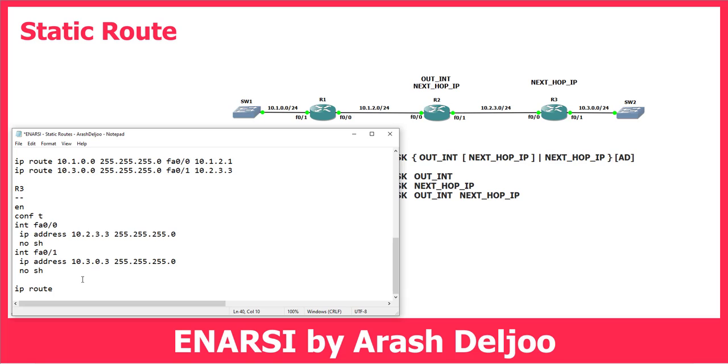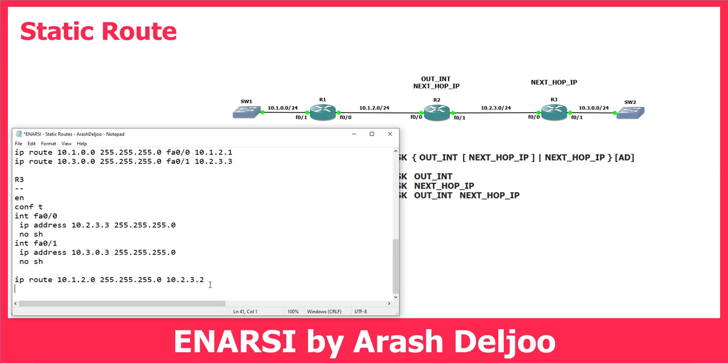IP route, the first IP route 10.1.2.0 255.255.255.0. We are using the next hop 10.2.3.2. This is the IP address of the FastEthernet 0/1, the next hop of router 3. After that, let me configure IP route 10.1.0.0 255.255.255.0, and after that again the next hop 10.2.3.2. That's it. These are the two commands that we have in router 3.